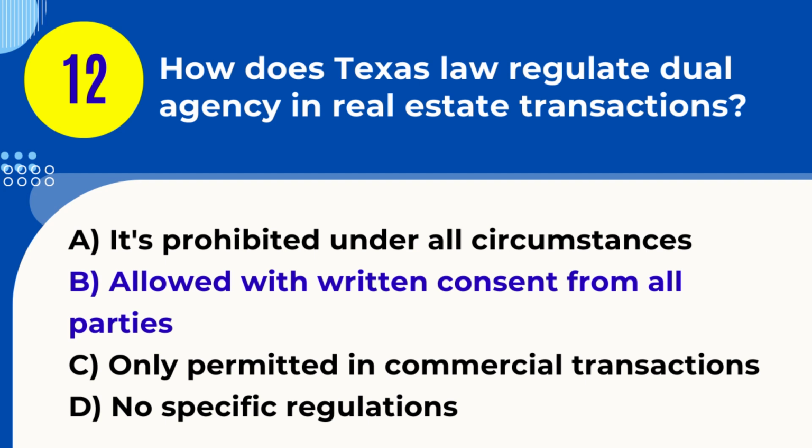Explanation. Texas law allows dual agency in real estate transactions, but it requires explicit, written consent from all parties involved, ensuring that all parties are aware of and agree to the dual representation.